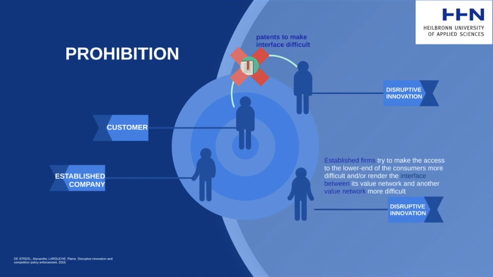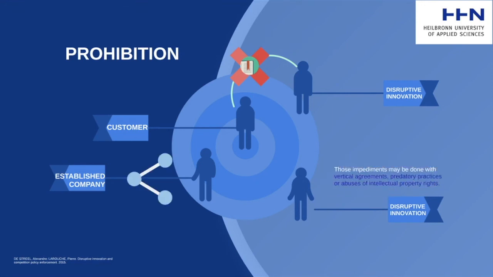An additional strategic measure is to make access for disruptive innovations to low-end customers more difficult. This goal can be achieved, for example, by means of legal measures such as the protection of intellectual property or copyrights.